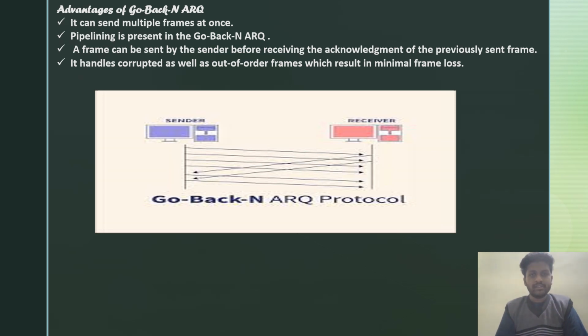Advantages of Go Back N ARQ protocol. It can send multiple frames simultaneously. Pipelining is present. The sender can send the next frame before receiving the acknowledgement of the previously sent frames. It can handle corrupted as well as out of order frames.